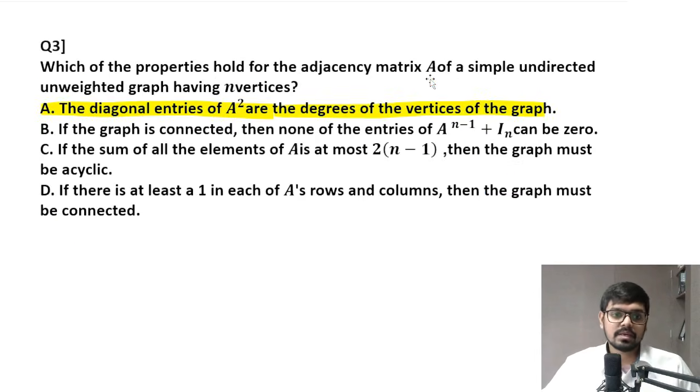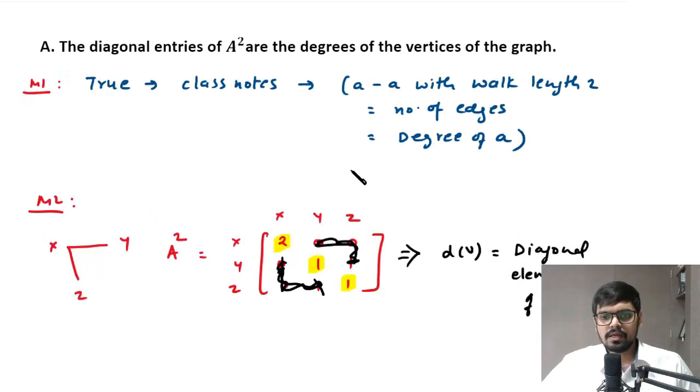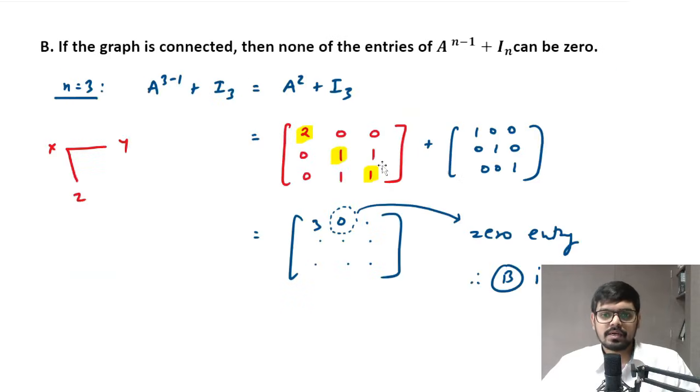No need to check for B, C, D. But why are B, C, D wrong? Let us investigate. B says if the graph is connected, then none of the entries of A to the power n minus 1 plus I n can be 0. Take the same example, let us re-verify. Number of vertices is 3. So this calculation would be A to the power 3 minus 1 plus I3, which is A square plus I3. A square we have found already, so now you have to find the complete thing. Yes, we have found it completely. Then plus we have to add I3. I3 is the identity matrix; matrices you have studied.